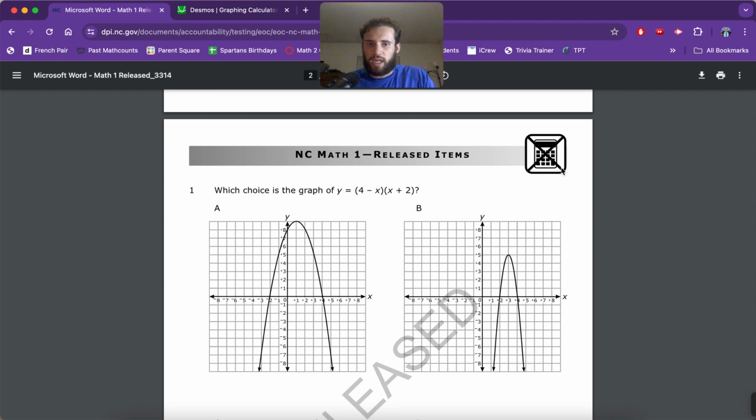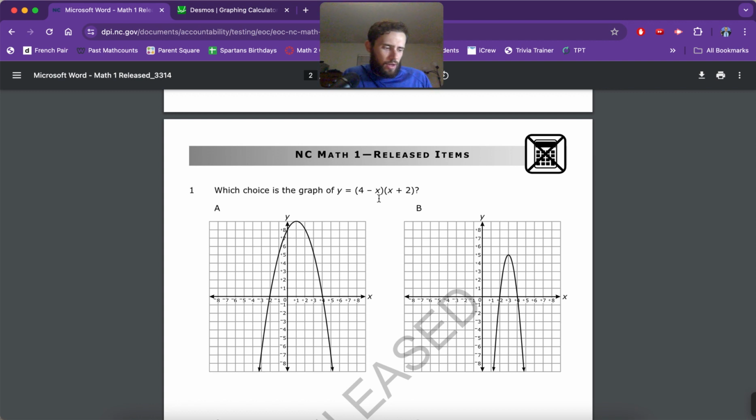So for this part, you can't use a calculator, or anything where you see the X'd out calculator. Then you're supposed to just do it either by hand, with paper, or in your head. And the first question says, which choice is the graph of y equals the quantity 4 minus x times the quantity x plus 2? So just looking at this, we'll see that this is going to be a quadratic function. If you are to FOIL it out, or to basically distribute the 4 and the negative x, you'd get 4x plus 8 minus x squared, x times x is x squared, minus 2x.